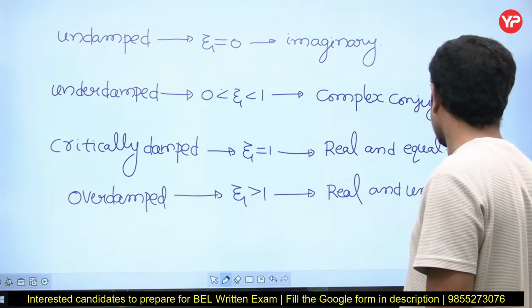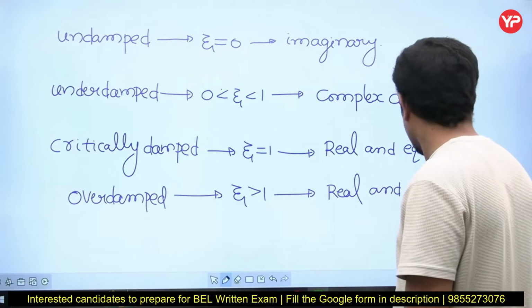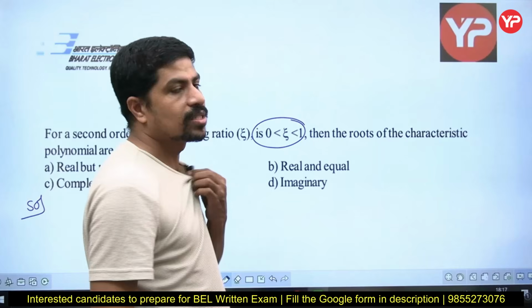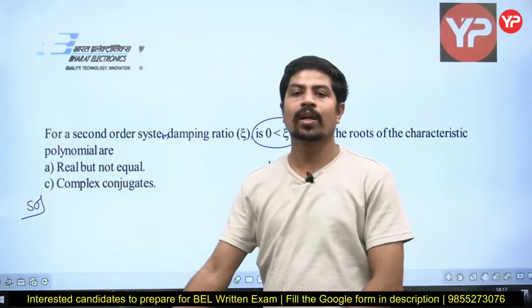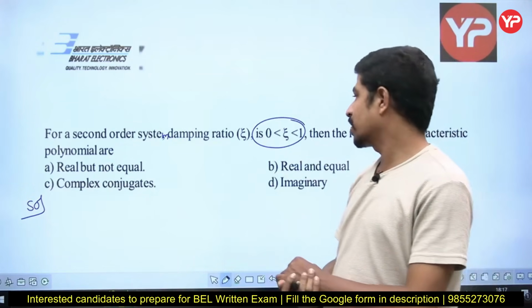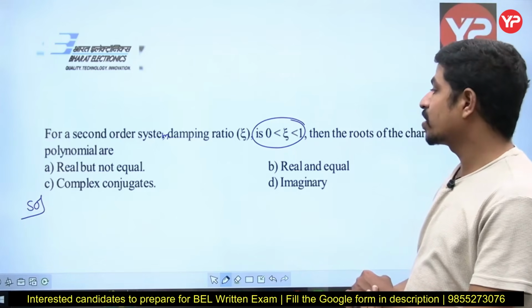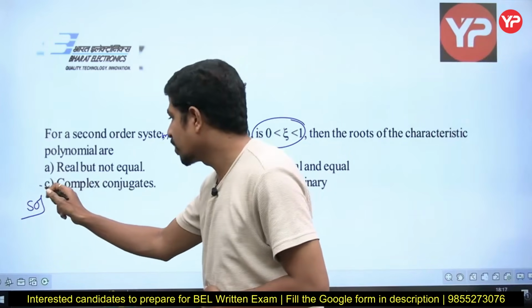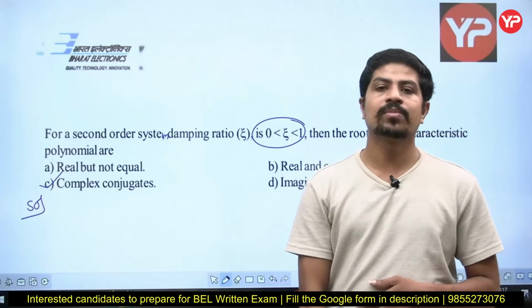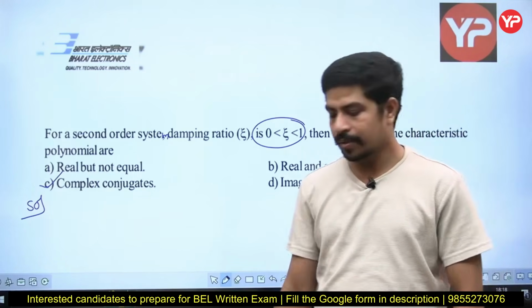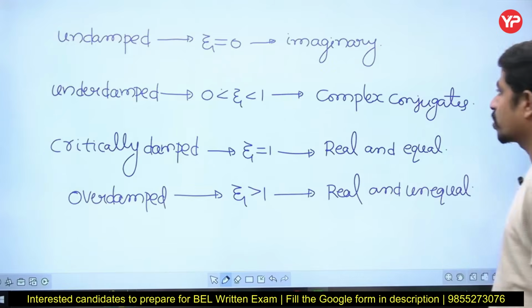See, in the question he has given 0 less than zeta less than 1. So it is an underdamped system. Underdamped system means complex conjugates. Option is C. Let's go to the second question, please.